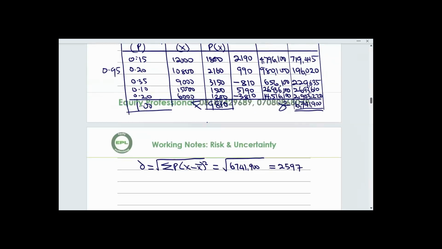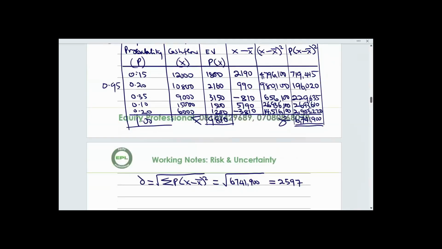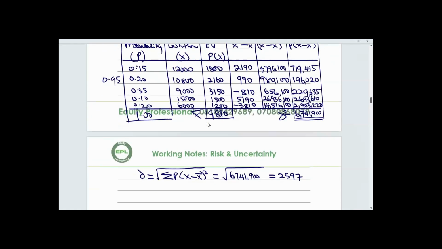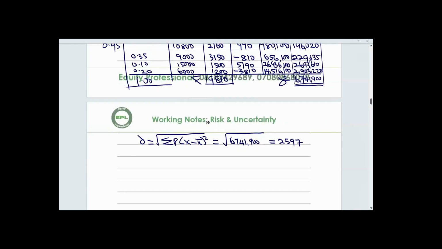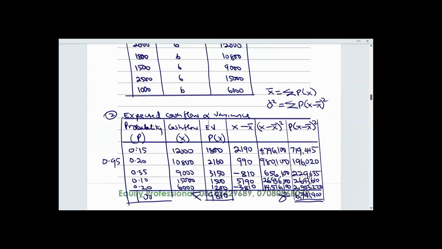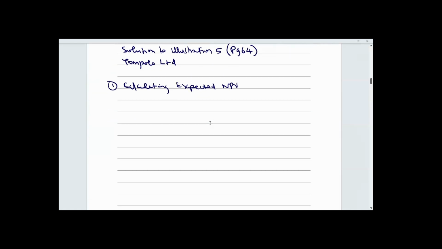Now that we have calculated the variance, the expected value as well as the standard deviation, we can proceed to answer the question properly. All these things we've been doing are just workings. To get the expected NPV, we use the expected value we've computed. Create a column for year, and if you like, a column for description of items.